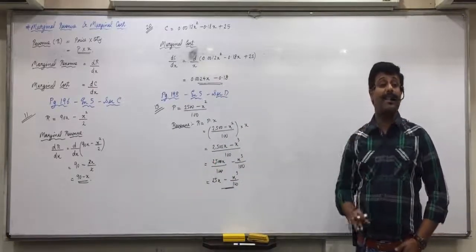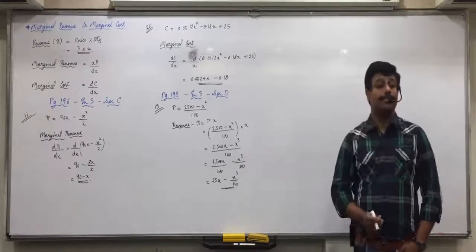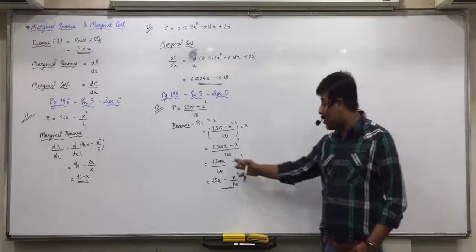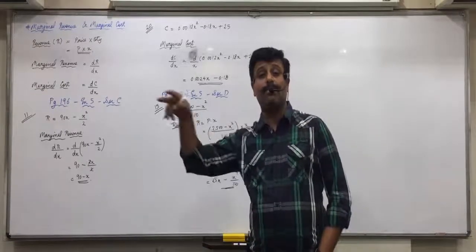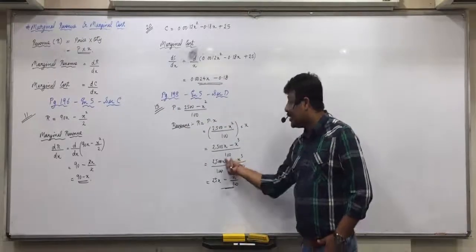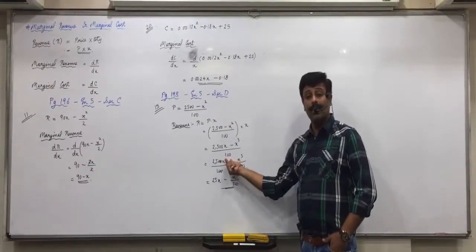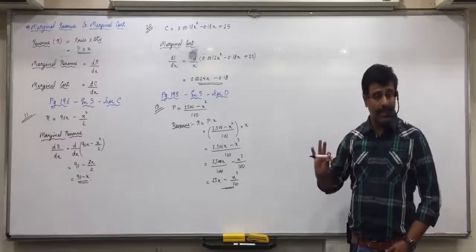Why so far we have not applied it? Because we never got such an equation. We always had in denominator x plus 2, or we had x square plus x plus 1, something like that. If there is a constant number in denominator, then only you can do this. Is everyone clear with it?